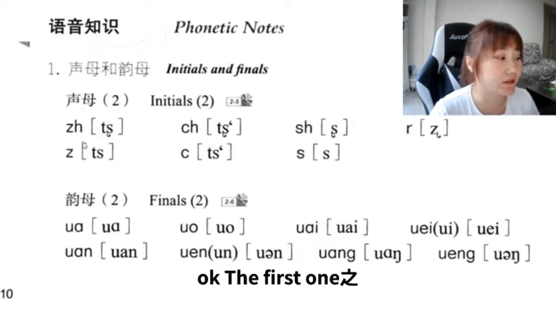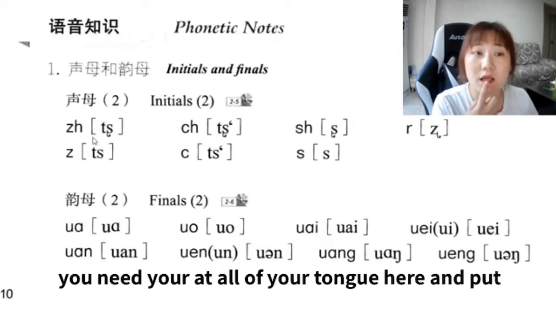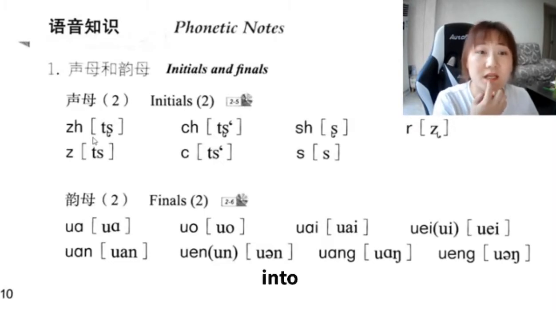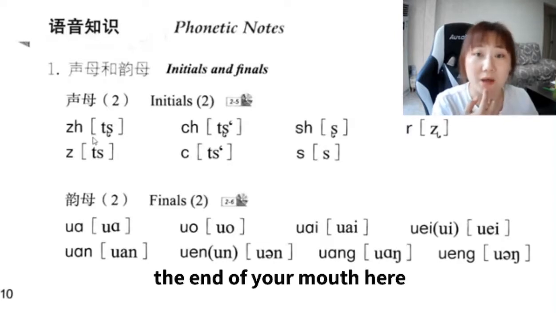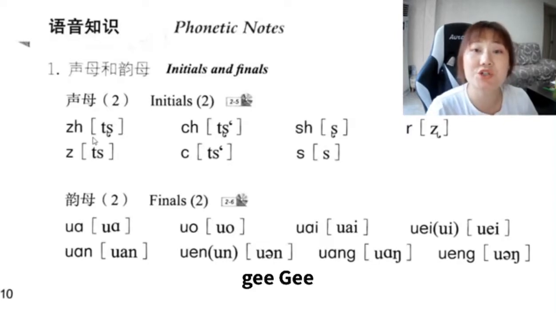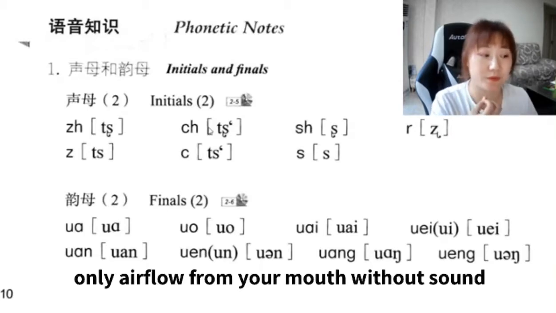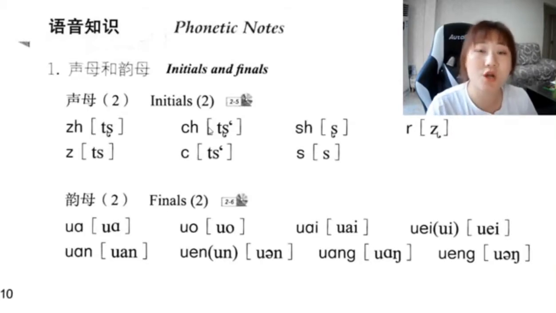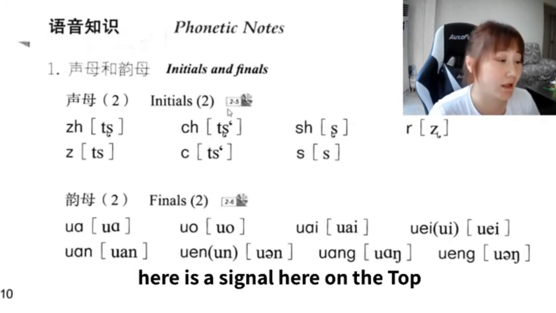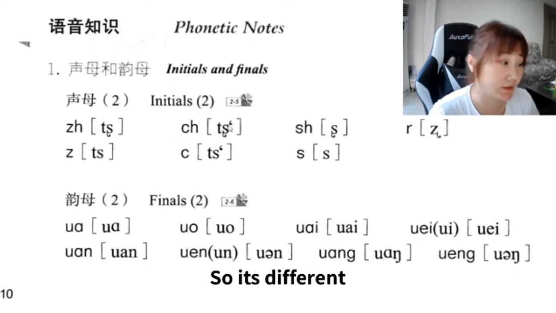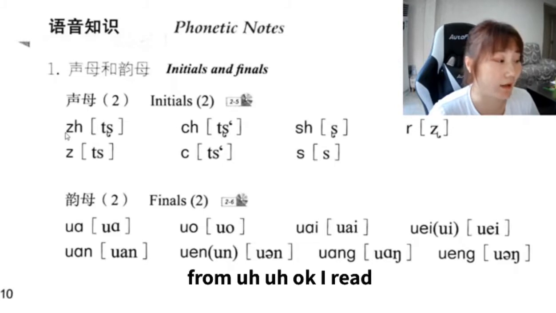Okay, the first one, zh, zh. You need your top of your tongue here and put into the end of your mouth here. Zh, zh. The second one, ch, ch. Only air flew from your mouth without sound. Ch, ch. You also can see here is a signal on the right top, right? So it's different from zh.